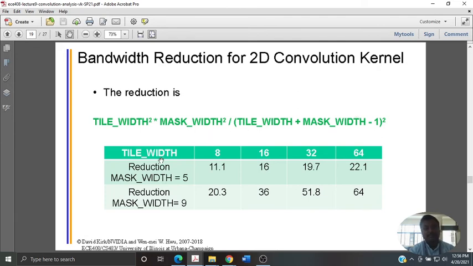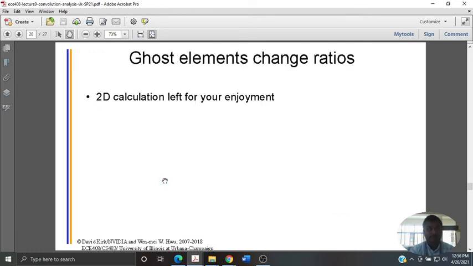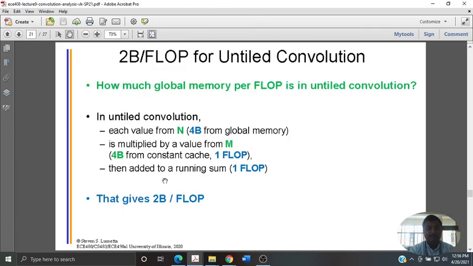So both the enhancement in the tile width or in the mask width increases the number of elements loaded onto the shared memory and constant memory, and hence lesser global memory access and more computation. That's how CGMA, the computation to global memory access ratio, can be enhanced. Okay. Yes, the 2D calculation for the loop.